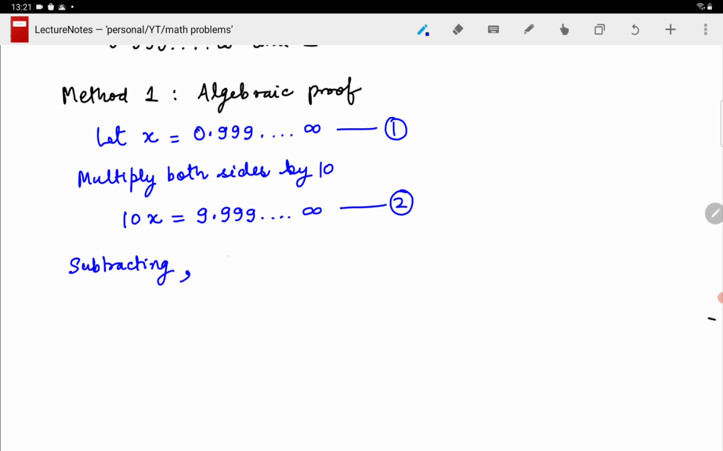We get 9x is equal to 9, and this means x is equal to 1. But we defined x as 0.999 till infinity. Therefore, 0.999 with infinite nines after the decimal equals 1. This proof is short and elegant, but some people don't like it because it feels like a trick. So let's try a different approach.